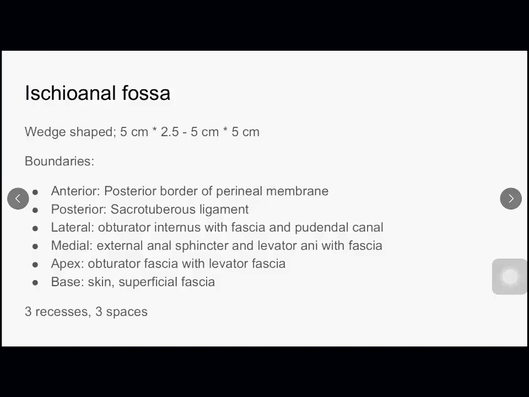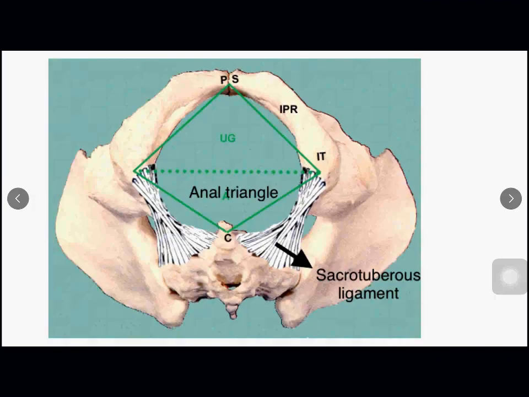Now coming to the boundaries. You can tell me the anterior and posterior boundaries, the same as before. Anteriorly you have the imaginary transverse line drawn between the two ischial tuberosities. Posteriorly you have the sacrotuberous ligament and the coccyx.